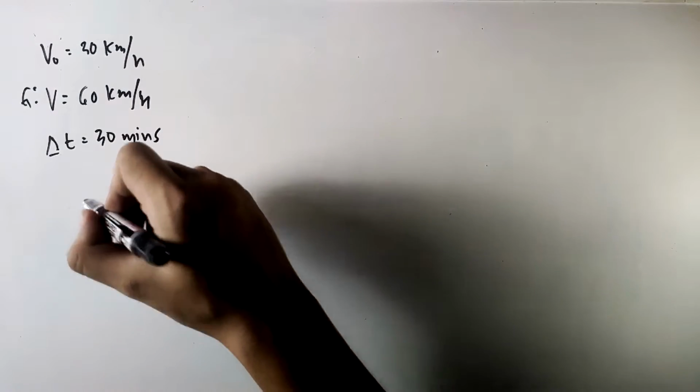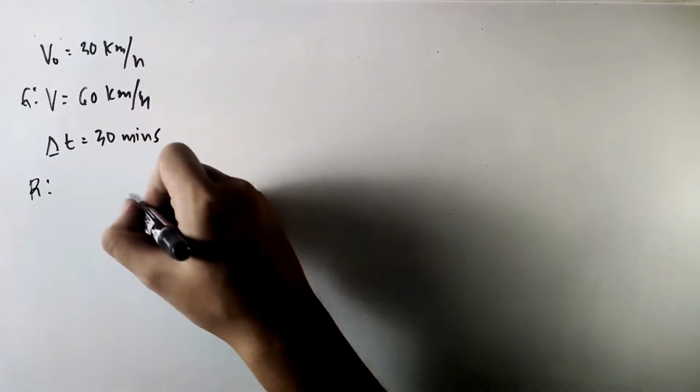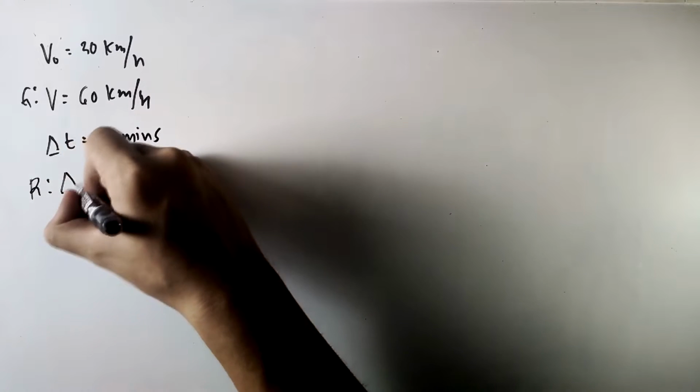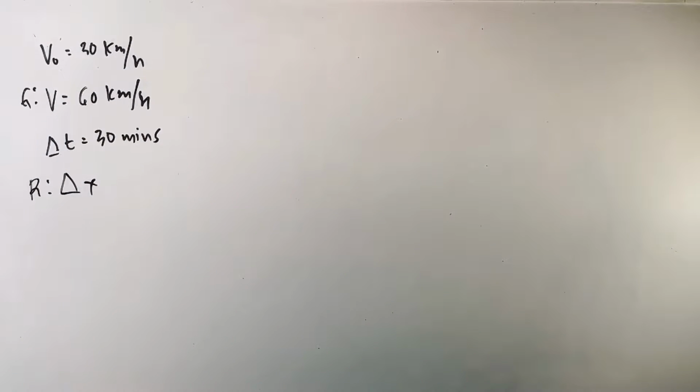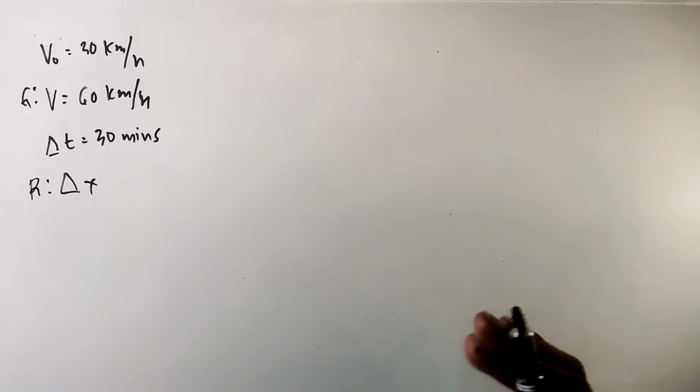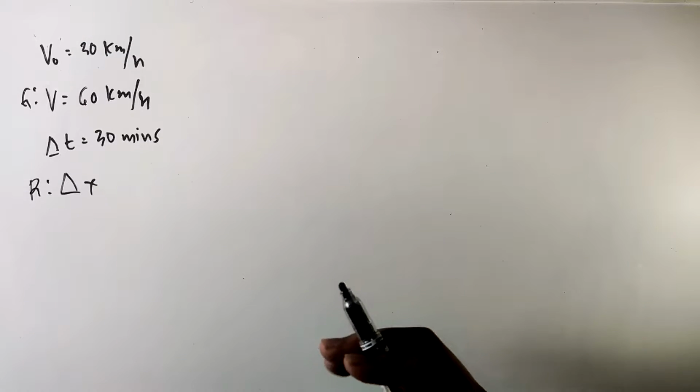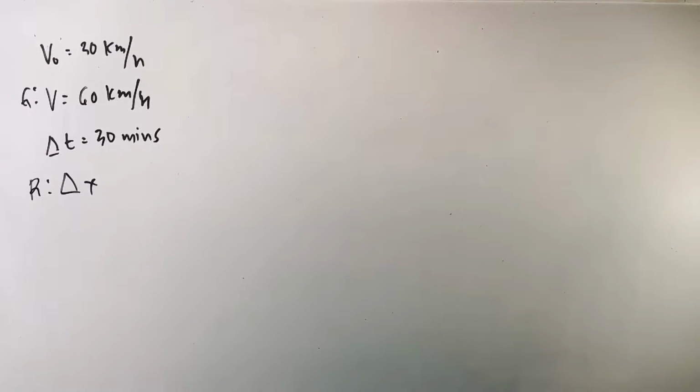For the required, what is being asked is the distance that you have covered. So that's delta x. By the way, always remember that on the kinematic equations, speed and velocity are interchangeable. Then distance and displacement are interchangeable on the problem.